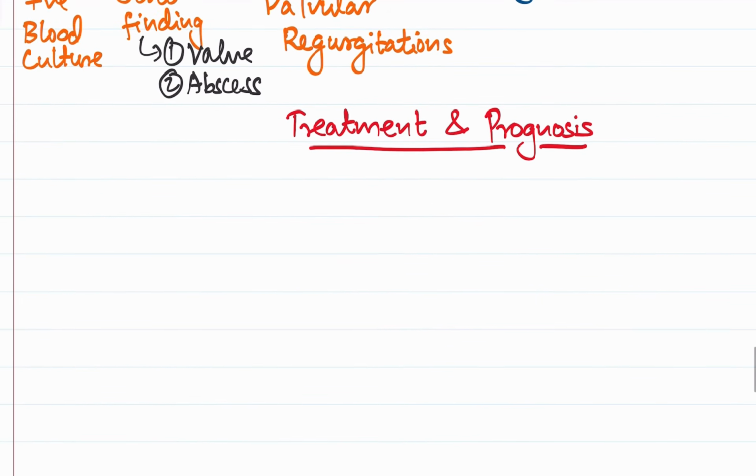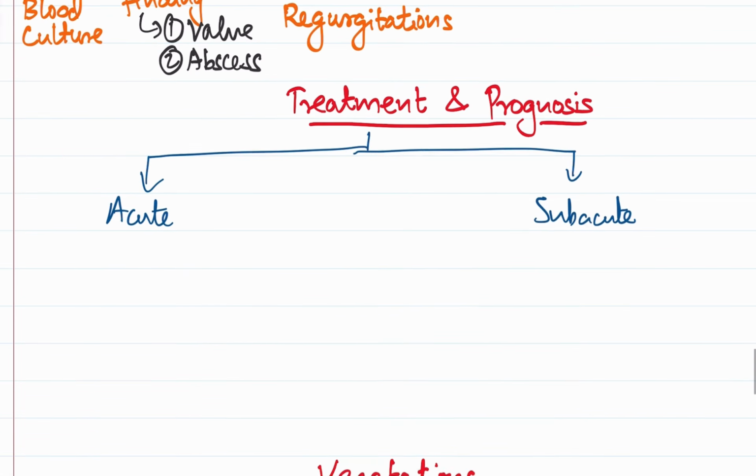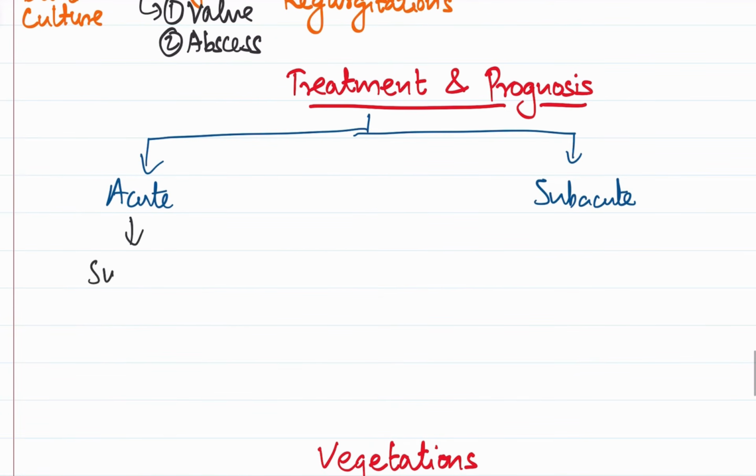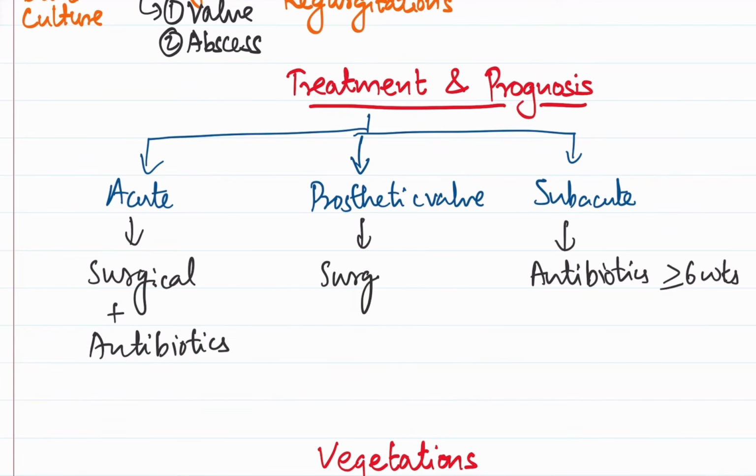Now let's move to the treatment and prognosis. So for treatment, initially we divided into acute and subacute type, right? For the acute, the surgical treatment is required. So you need surgical treatment, valve replacement, plus you initially give antibiotics for more than 6 weeks. Whereas for subacute, usually antibiotics given for 6 weeks is enough. The regimen is not discussed in this video. Whereas for prosthetic valve endocarditis, you need a surgical replacement of the valve. So surgical repair of valves or valve replacement is required.